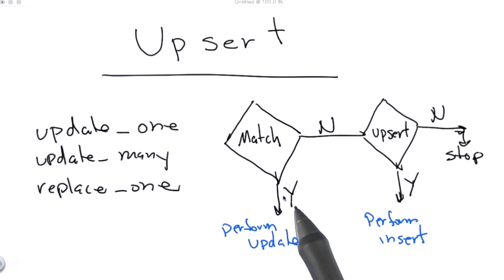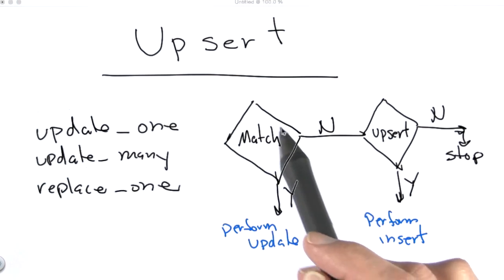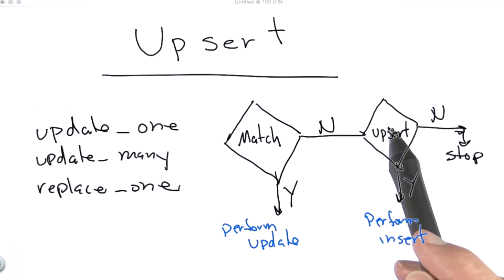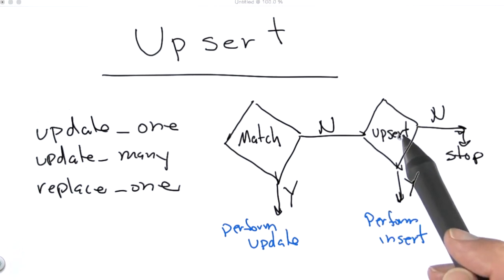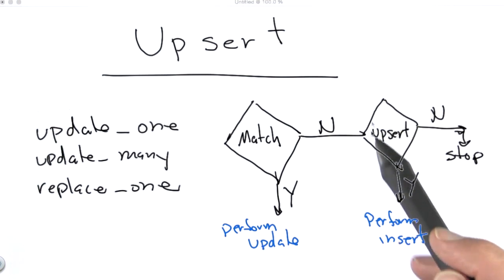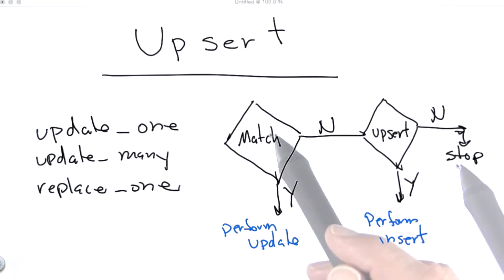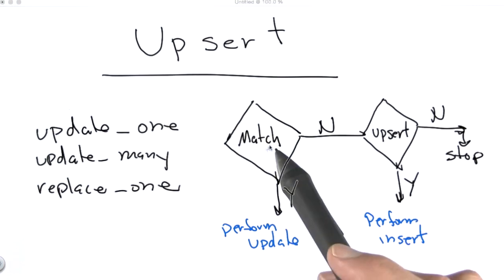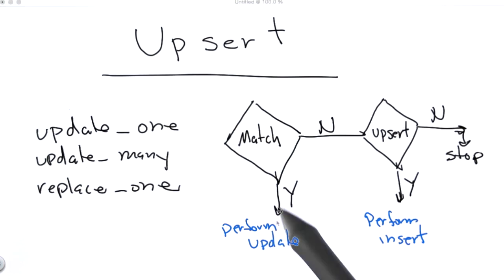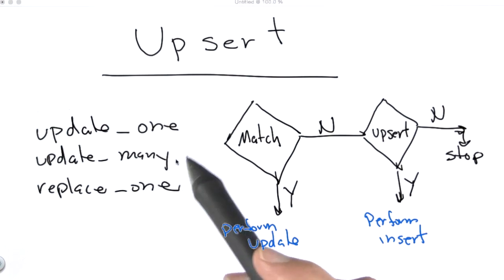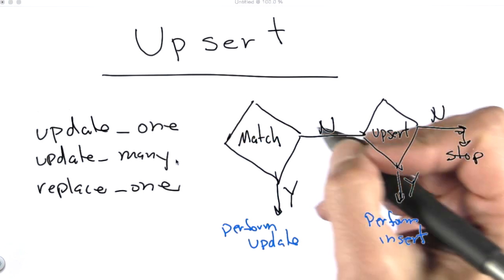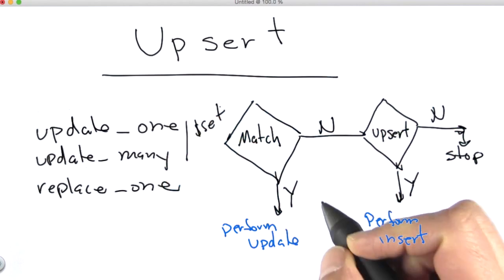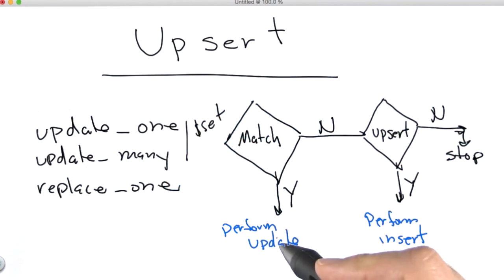The basic flowchart is the same. When you do an update, you see if there's a match. If there's no match, you see if the upsert parameter is set. And if the parameter is set to true, then you perform an insert. If the parameter is set to false, you just stop. Of course, when you do an update, if there is a match, regardless of upsert, you just perform the update. And in the case of update one or update many, there has to be some sort of dollar operator here, like $set or $inc, that's going to be used to perform the update.